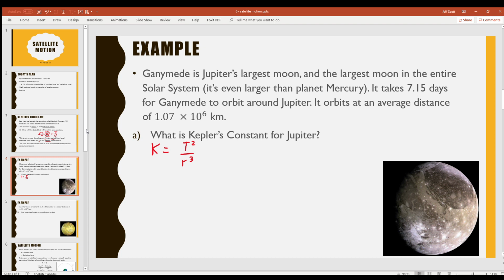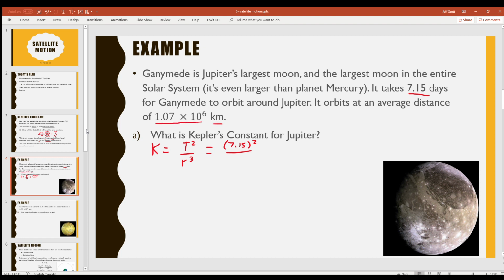Because this question says nothing about what we want the units for Kepler's constant to be, we have total freedom over what we put in here. We just have to make sure we're putting in an orbital period squared. Well, an orbital period is how long it takes to go around once. The question tells us it's 7.15 days. So we'll say it's 7.15 squared divided by our orbital radius cubed, which was also given to us, except in kilometers.